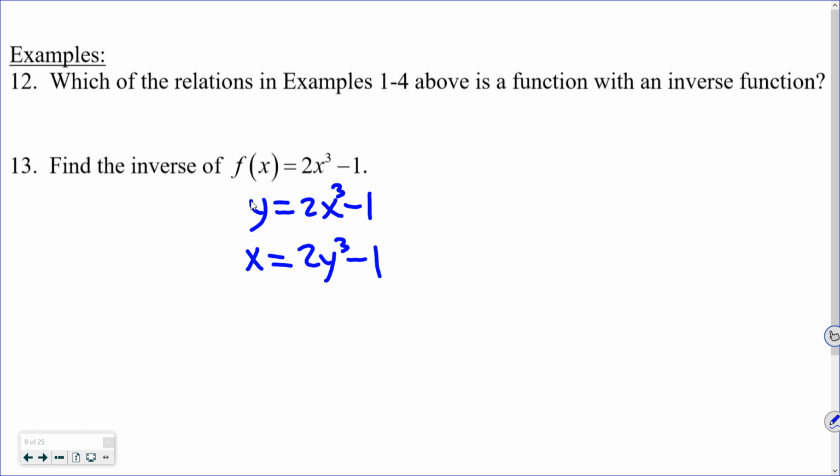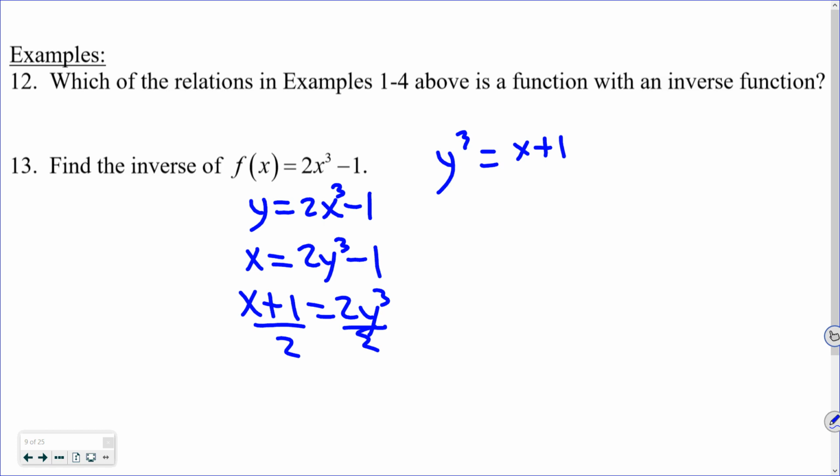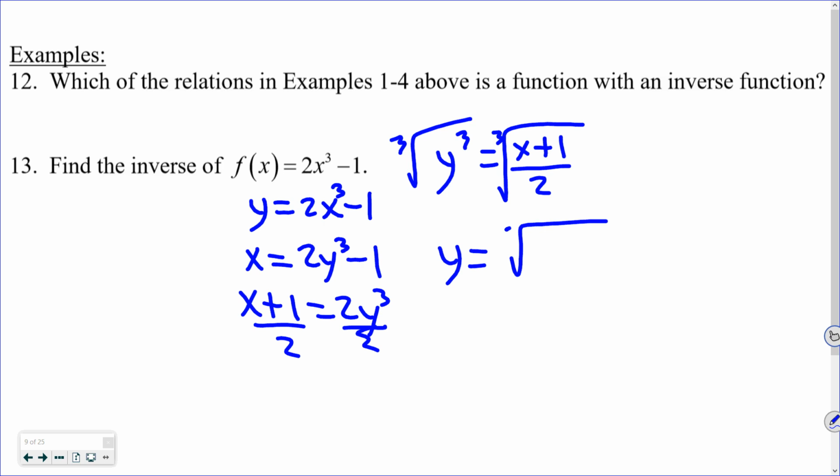Step number 3 is to solve for y. So I need to get y by itself. So I'm going to add the 1 over. x plus 1 equals 2y cubed. Divide by 2. So y cubed equals x plus 1 over 2. Take the cube root of both sides to get rid of the cube. When you take the cube root of both sides, you do not need to worry about the plus or minus. It's only on square roots. So y is equal to the cube root of x plus 1 over 2.